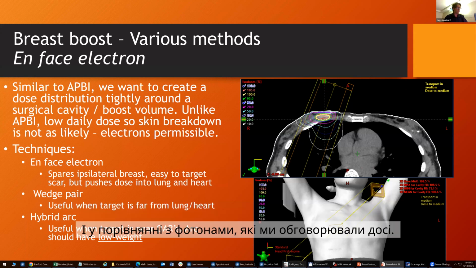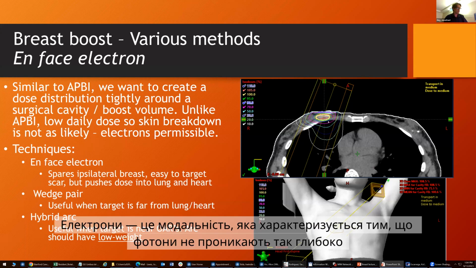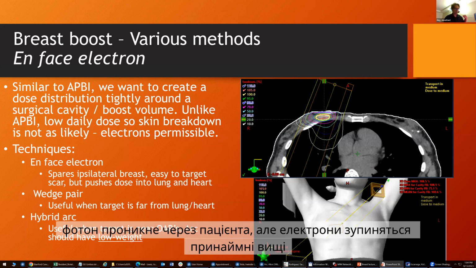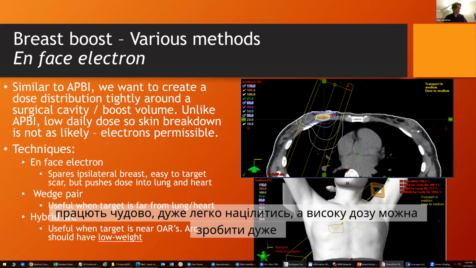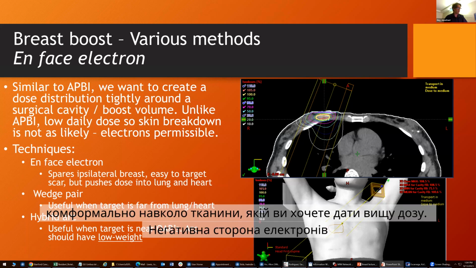And as compared to photons, which we've been discussing so far, electrons are a modality which is characterized by not penetrating as deeply. Photons will penetrate all the way through the patient, but the electrons will stop. At least the higher doses will stop earlier than a comparative photon plan will. So electrons work great. Very easy to target, and the high dose can be made very conformal around the tissue that you're looking to boost.